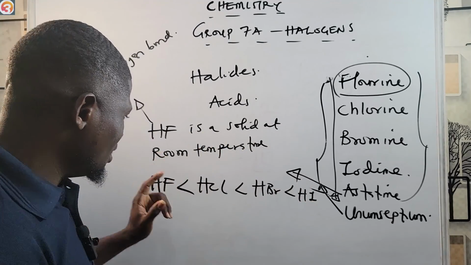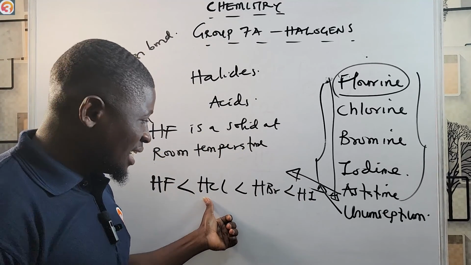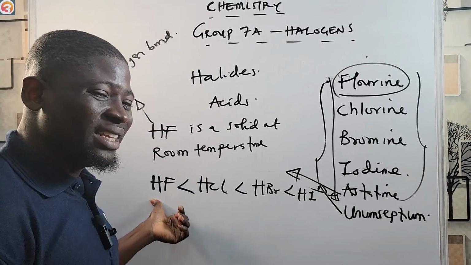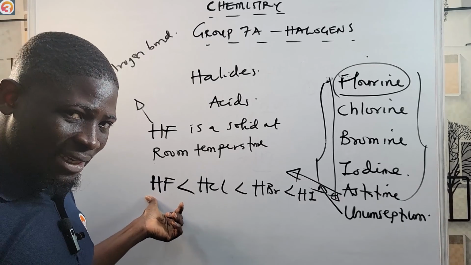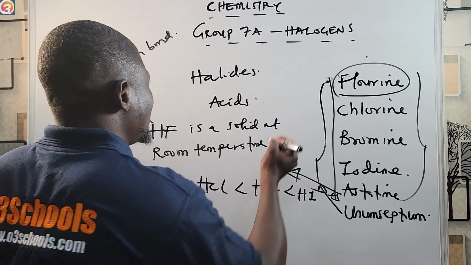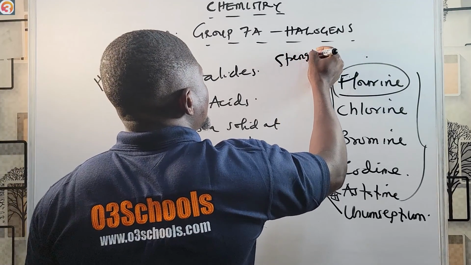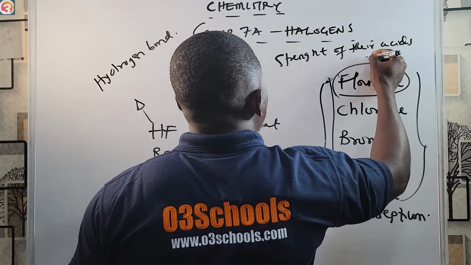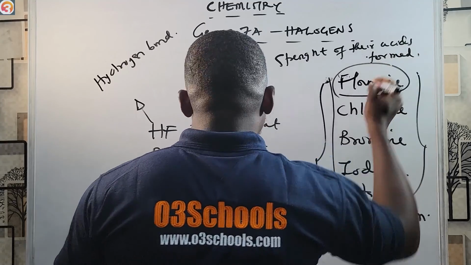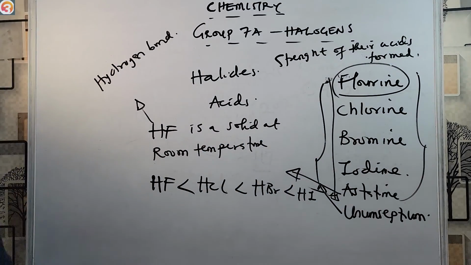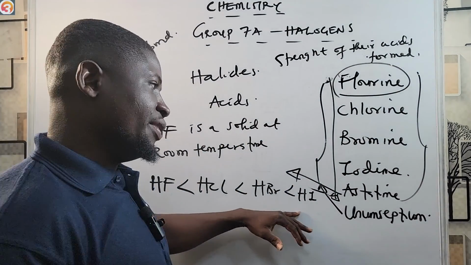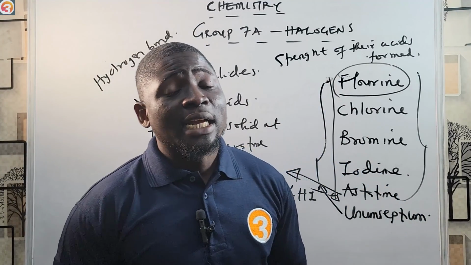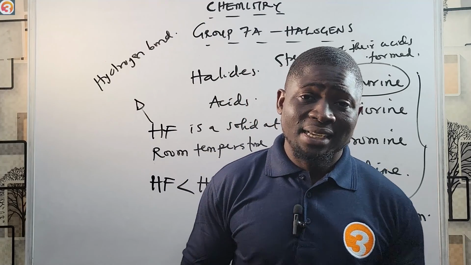So please take note of this. HF is less than HCl, which is less than HBr, which is less than HI. HI is the strongest, HF is the weakest. We are talking about the strength of the acids formed. This is where they vary: HF, HCl, HBr, HI. That's all we are going to look at about halogens.